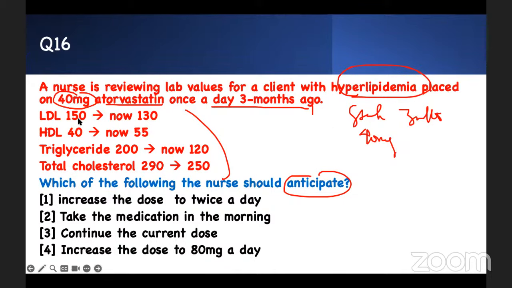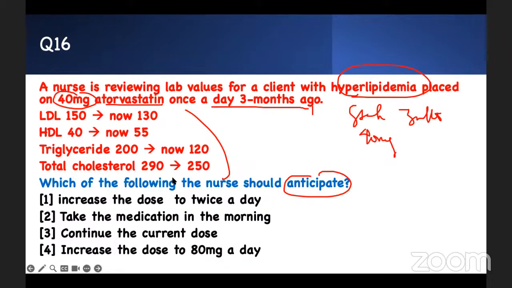My LDL was 150, it's now 130. HDL was 40, it's now 50, 55. Triglyceride was 200, it's now 120. Cholesterol was 290, and it's now 250. What do you want to do? Increase the dose to twice a day, take the medication in the morning, continue the current dose, or increase the dose to 80 milligrams a day. What do you think? Think about it. Don't overthink it though. Think, but don't overthink.